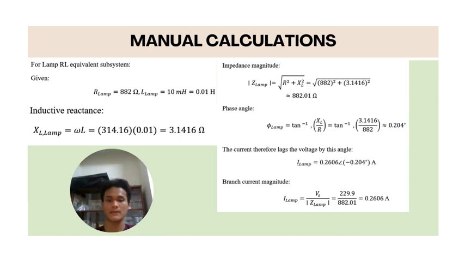For the lamp RL equivalent subsystem, given the resistance to be 882 ohm and the inductance to be 10 millihenry, we calculate the inductive reactance using the formula omega L, which gives us 3.1416 ohm. Next, we calculate the impedance magnitude, which is the square root of R squared plus X_L squared, and we get 882.01 ohm. Then we calculate the phase angle, and we get 0.204 degree. The current therefore lags the voltage by this angle. We can then write the I lamp in phasor form and also the magnitude, which is 0.2606 ampere.